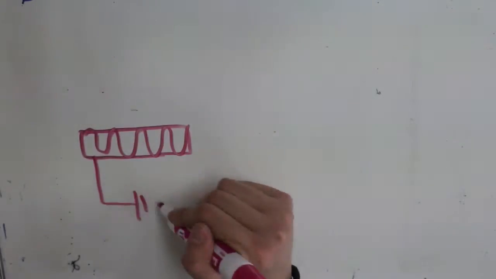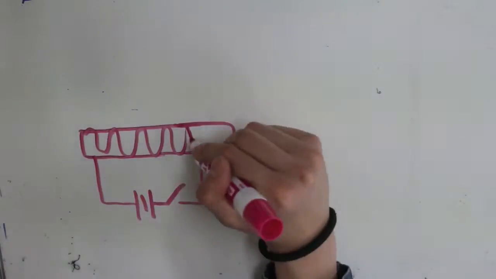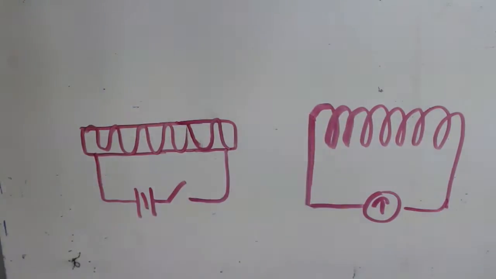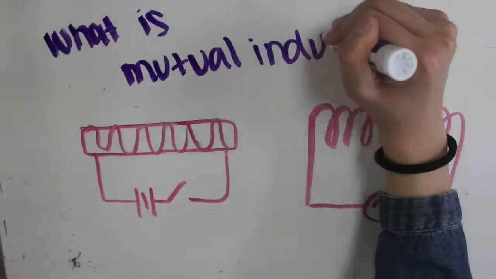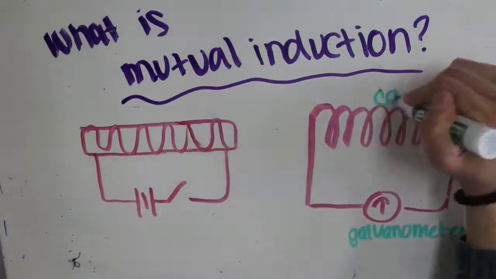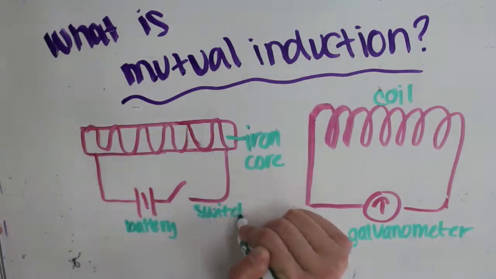Okay, so what is mutual induction? Mutual induction is when a change of current in one coil causes an induced EMF in another coil, a secondary coil, placed near the first coil, which is the primary coil.